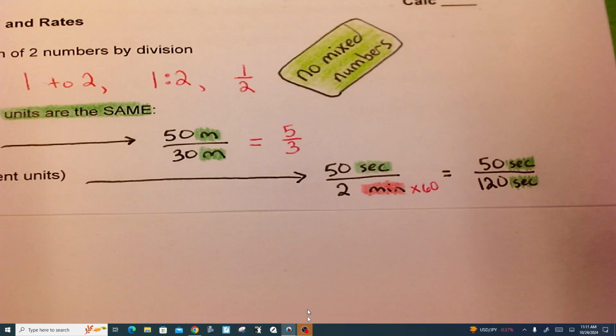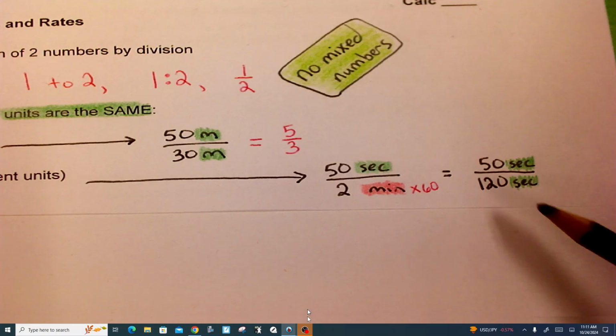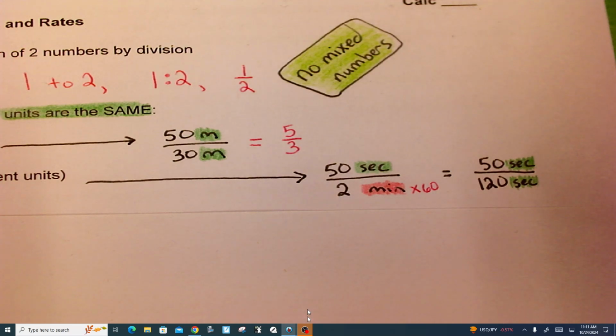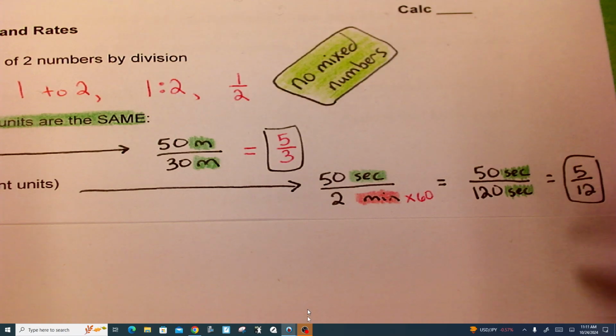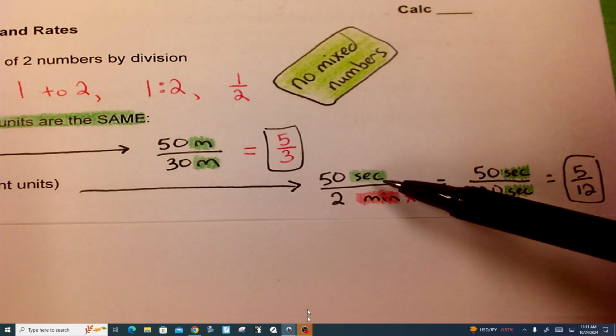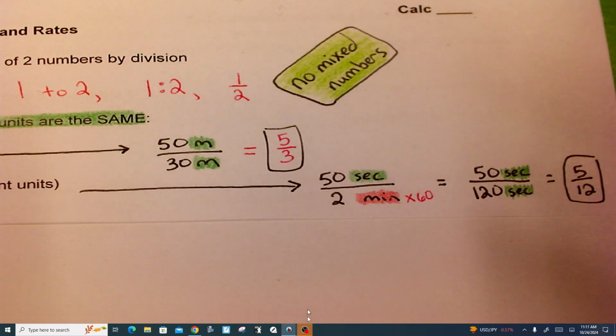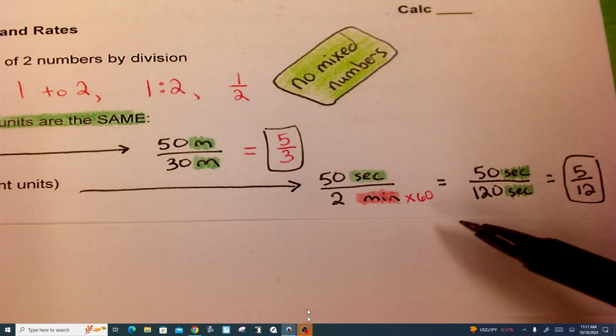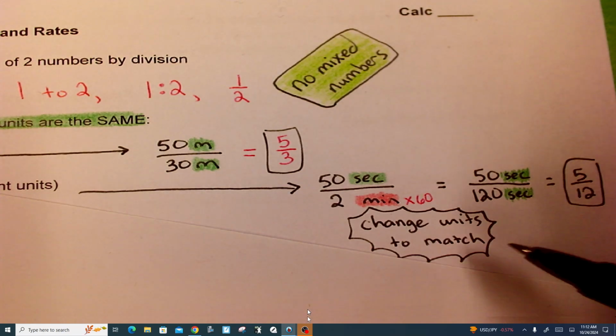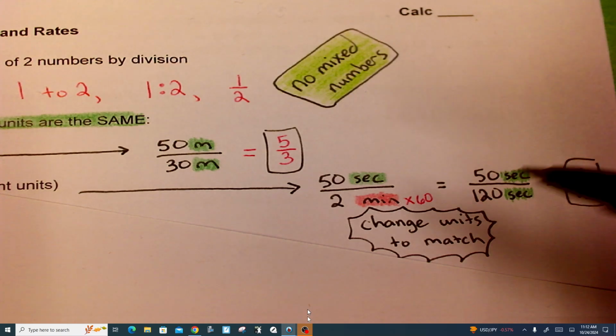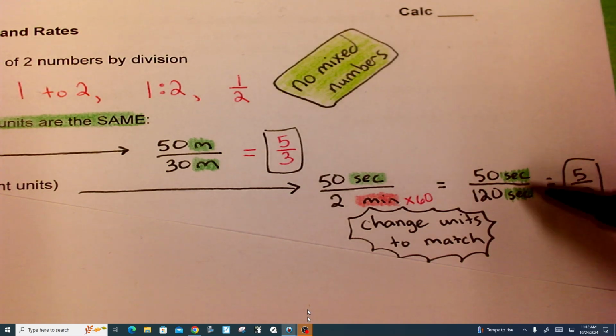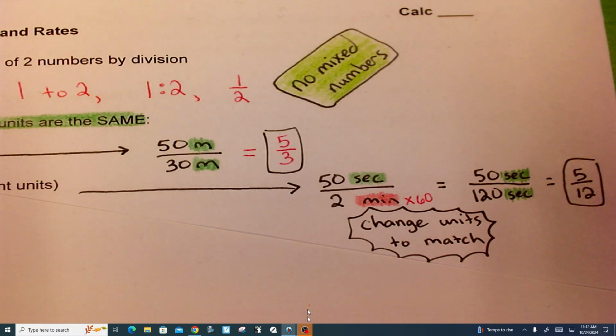And now all that we have to do is simplify that fraction. 50 over 120 becomes 5/12. That is our ratio, okay? That is our simplified ratio, but we had to make sure that our units are the same. So since this is our notes, let's make one other note right here. Change the units to match before you simplify. So if they're different units, change them, and then you can simplify.